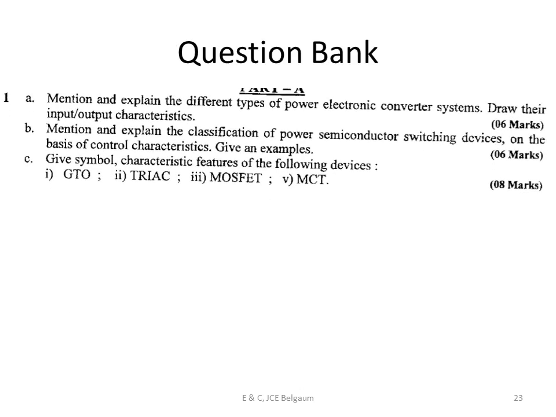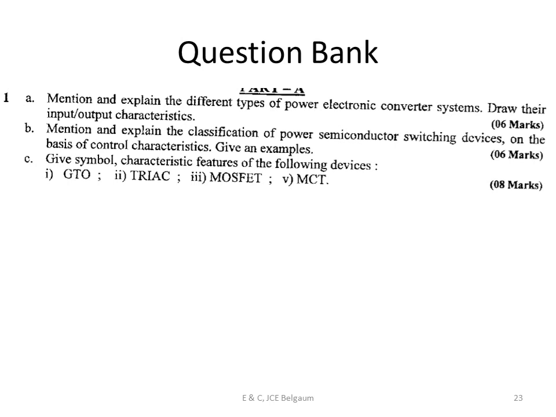There are other questions such as mention and explain the different types of power electronic converters. Draw their input and output characteristics. So you need to draw the block diagram. Let's say for a rectifier, you need to draw the circuit diagram. You have to show the input waveform and the output waveform, all that I explained to you. So it is having 6 marks.